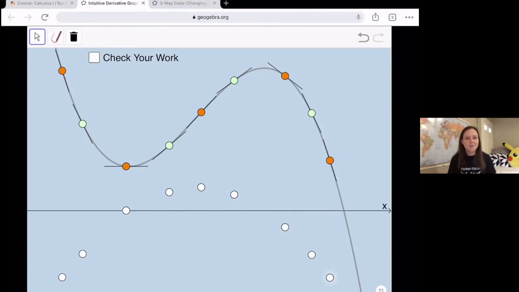It's going to be approximate because I've been eyeballing these tangent lines, but you can click the button that says check your work, and it's going to draw in the actual graph of the derivative. And it looks like our points are pretty close.